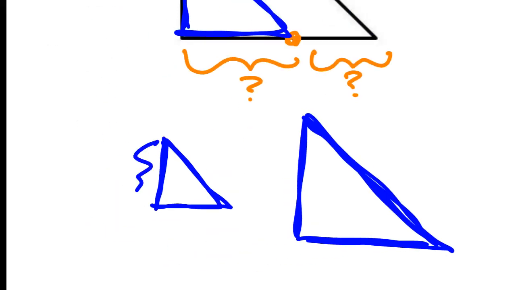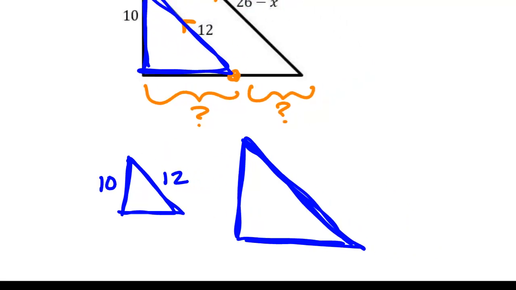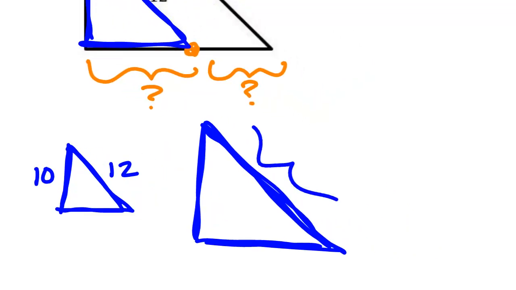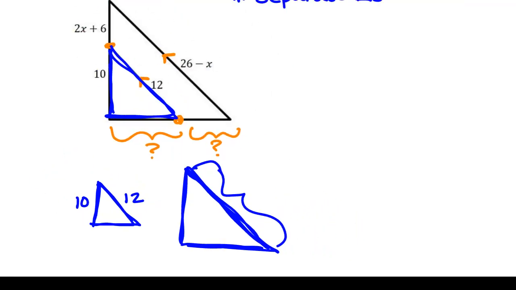How big is this side on the little triangle? 10. How big is this side on the little triangle? 12. Do we know how big this side is? Nope, then I'm going to leave it blank. How big is this side on the large triangle? Look at where I marked. 26 minus x.